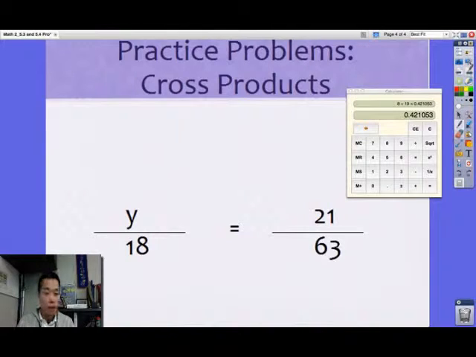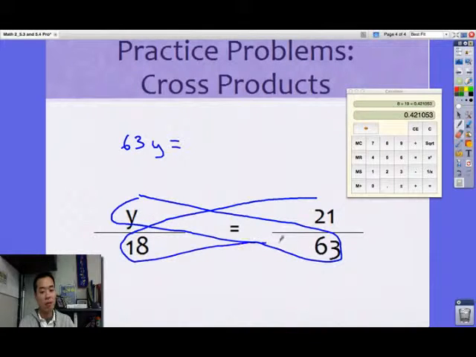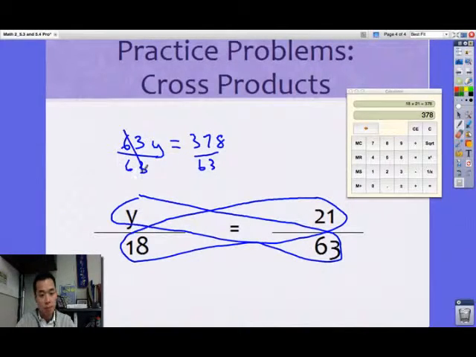Next, you can go ahead and jump ahead if you know this one. I'm going to go ahead and move on. So first thing I'm going to do is start in the upper left-hand numerator and go diagonal. y times 63 is 63y, is equal to 18 times 21. Got to have that equal sign in there. 18 times 21 is equal to 378. I know I'm going to have to divide. This becomes 1y. So 378 divided by 63, y is equal to 6. So y is equal to 6.